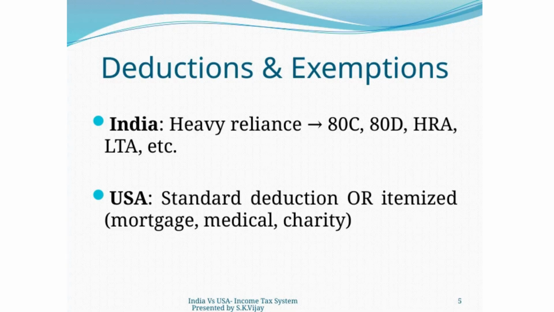Let's take a closer look at deductions and exemptions in the income tax systems of India and the USA. In India, there's a heavy reliance on various deductions like Section 80C, which includes investments in provident funds, PPF, and others. Then there's Section 80D for health insurance premiums, HRA or house rent allowance, and LTA or leave travel allowance. These deductions significantly reduce taxable income and encourage savings and investments.